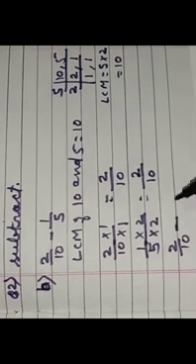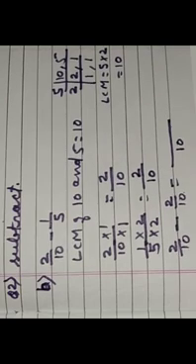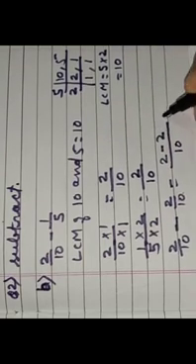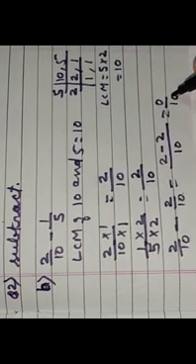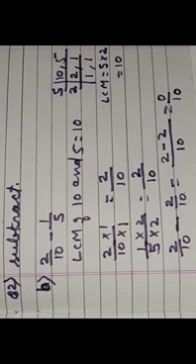2 upon 10 minus 1 by 5 as 2 upon 10 minus 2 upon 10. Then first of all we take common denominator, that is 10, and we do subtraction of numerators from larger to smaller. Both are same. So we can write 2 minus 2 is equal to 0 upon 10. And we know that when we divide or multiply 0 by any number, we get 0. So our answer will be 0.